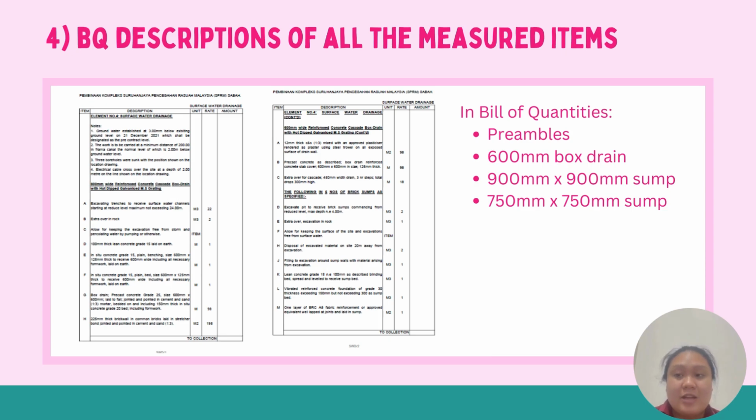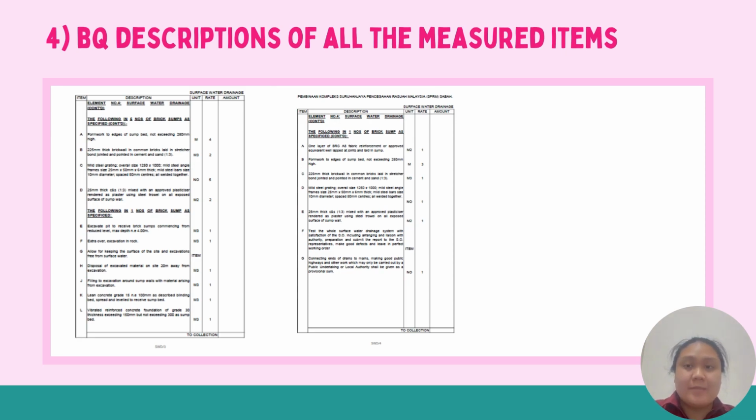Vibrated reinforced concrete foundation of grade 30, thickness exceeding 150 mm but not exceeding 300 mm as sump bed. 1 layer of BRC A8 fabric reinforcement or approved equivalent, well lapped at joints and laid in sump. Continue for 5 number of brick sumps in size 900 by 900 mm. Formwork to edges of sump bed not exceeding 250 mm high, 225 mm thick brick wall in common brick laid in stretcher bond, jointed and pointed in cement and sand. Mild steel grating overall size 125 by 1000. Mild steel angle frame size 25 mm by 50 mm by 6 mm thick. Mild steel bar size 10 mm diameter, spaced 50 mm centers, all welded together. And the last one for the 900 by 900 mm sump is 25 mm thick cement and sand mixed with an approved plasticizer, rendered as plaster using a steel trowel on all exposed surface.